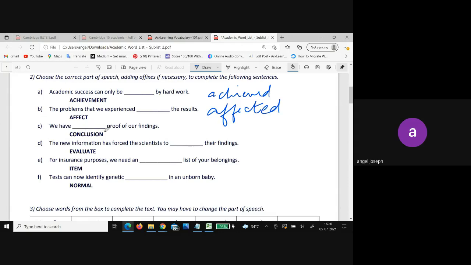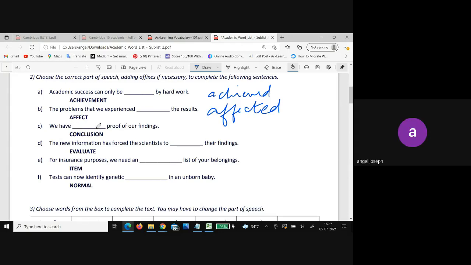Okay, look at the third one. We have - proof of our findings. Have. Conclusion, no. Conclusion, the very or form. Concluded. We have a single concluded. We have conclusions.